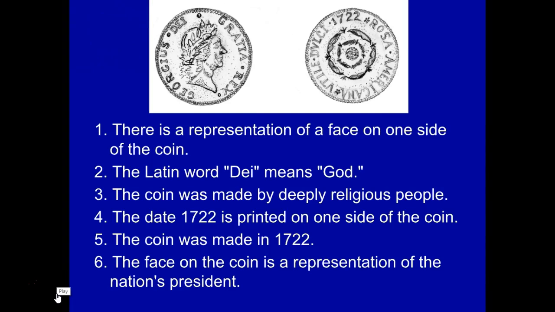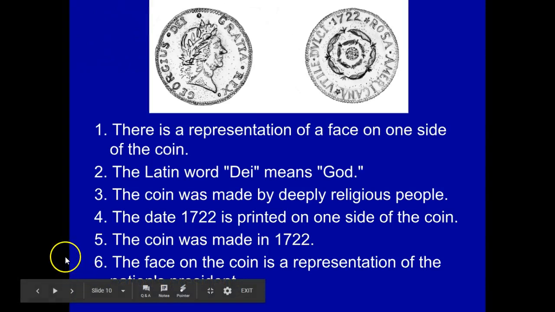Number 2, the Latin word day means God. Believe it or not, that is true. You might not know Latin, but it is in fact an observation. For number 3, the coin was made by deeply religious people. See, that one's an inference. You don't know who made the coins. Just because it has the word God on the coin doesn't necessarily mean that the people are religious.